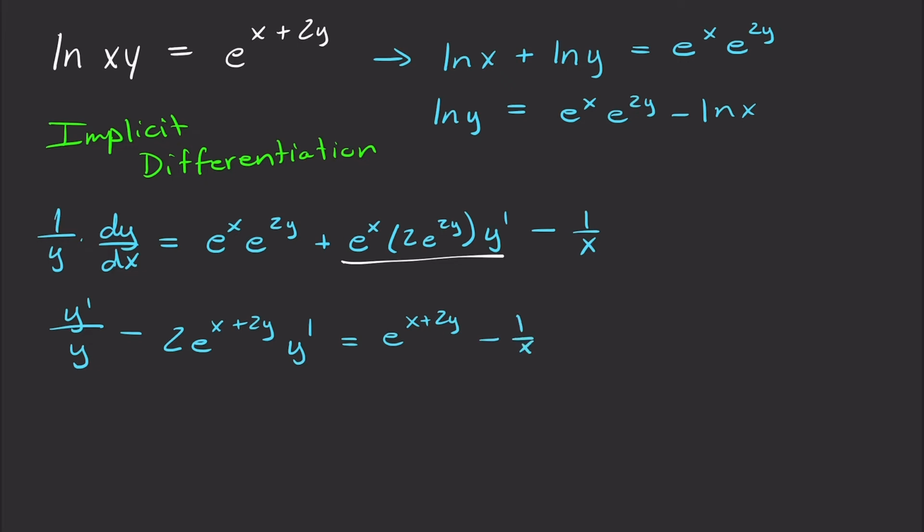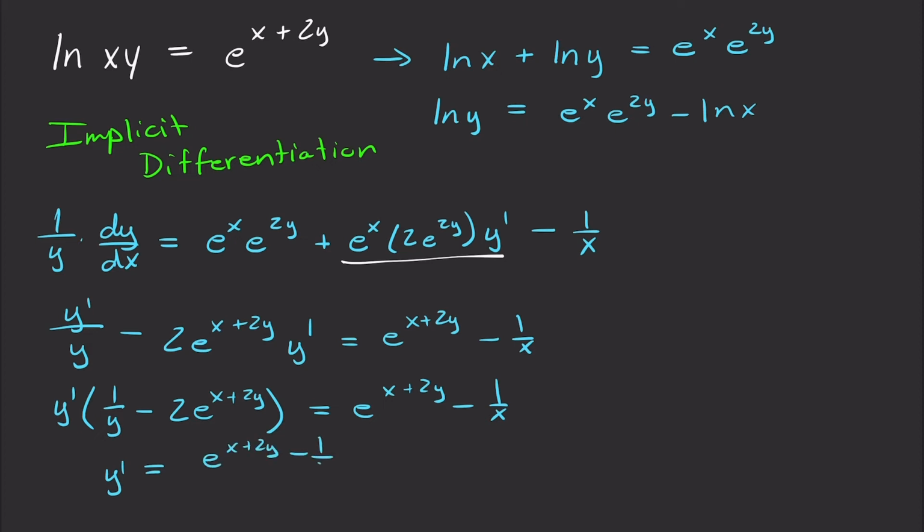And now if I isolate y prime, I'll factor out y prime. I get y prime times 1 over y minus 2e to the x plus 2y equals e to the x plus 2y minus 1 over x. And then solving for y prime, I get e to the x plus 2y minus 1 over x divided by 1 over y minus 2e to the x plus 2y.